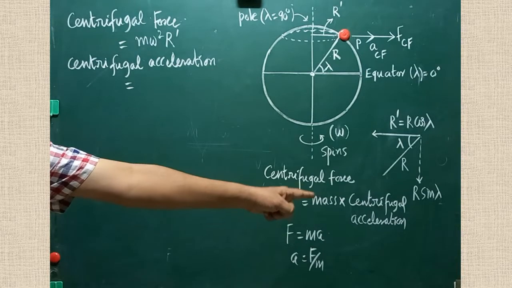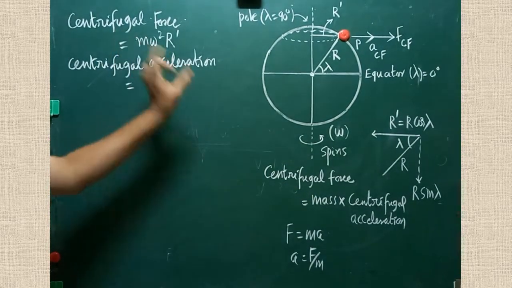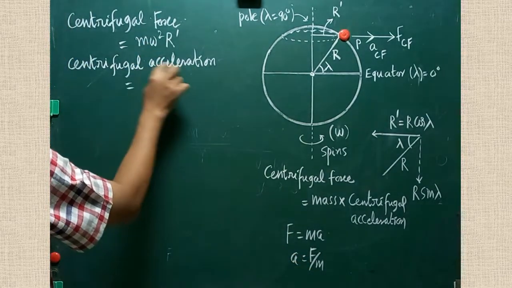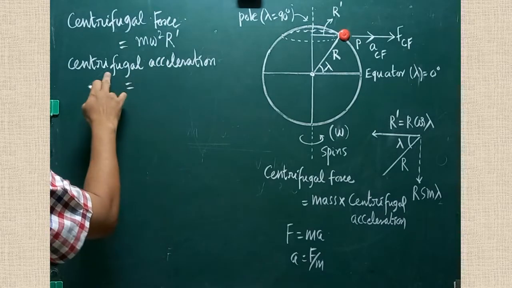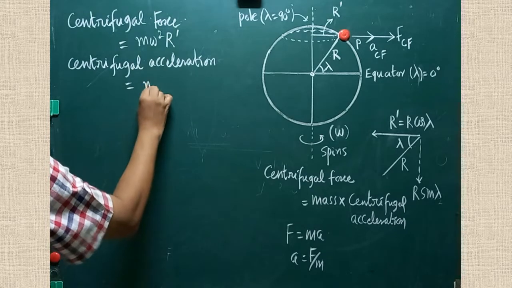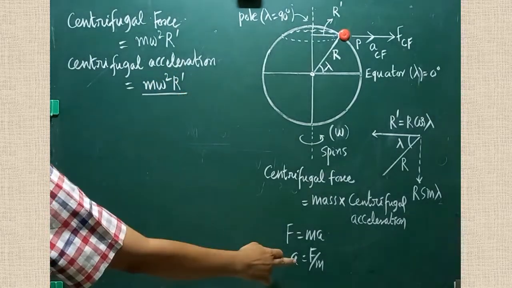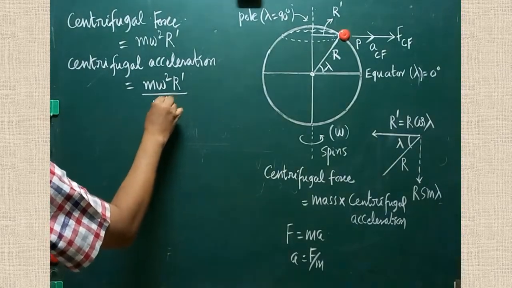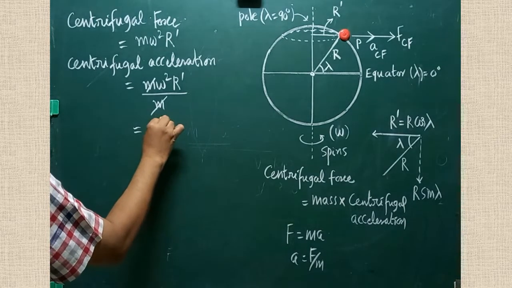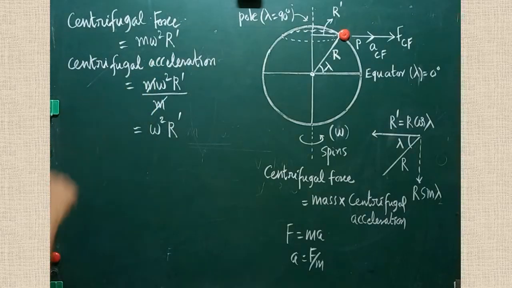So to get the centrifugal acceleration, what do we have to do? The expression of force must be divided by mass. Now I am going to get the expression for centrifugal acceleration. The force expression is m omega square r dash, whole divided by mass. Now cancel both. You will get the expression omega square r dash. So this is the expression for centrifugal acceleration.